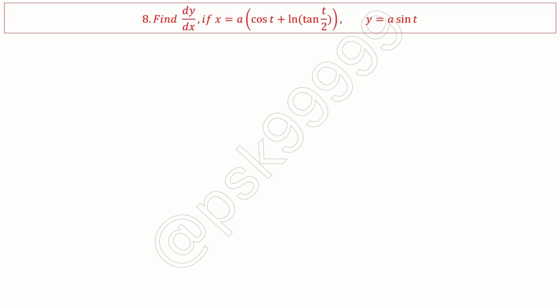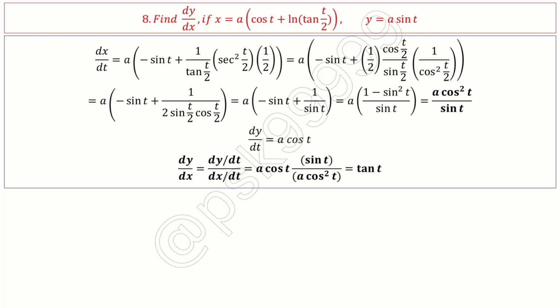Yeah, x equal to a times cos t plus log of tan t by 2, y equal to a sin t. Okay, so dx by dt equal to, you have to differentiate this one. So a times minus sin t plus this, you will solve it: 1 by tan t by 2 into tan t by 2 differentiation is secant square t by 2, and t by 2 differentiation is 1 by 2. Okay, so this is what your dx by dt is. Sorry, this is all dx by dt.